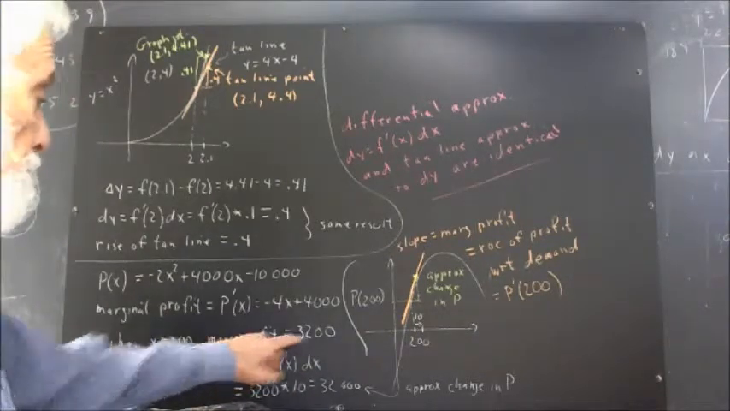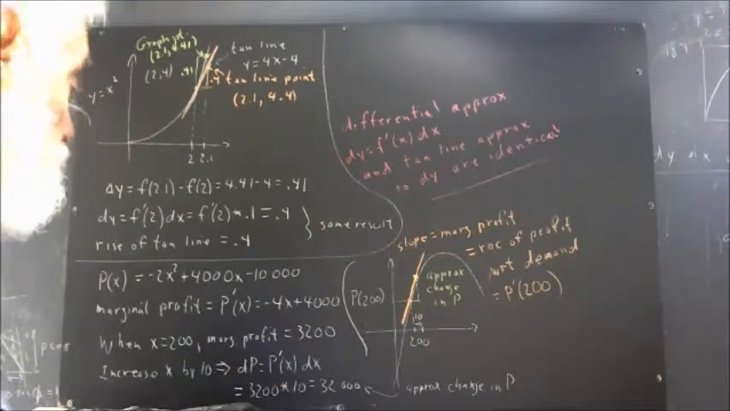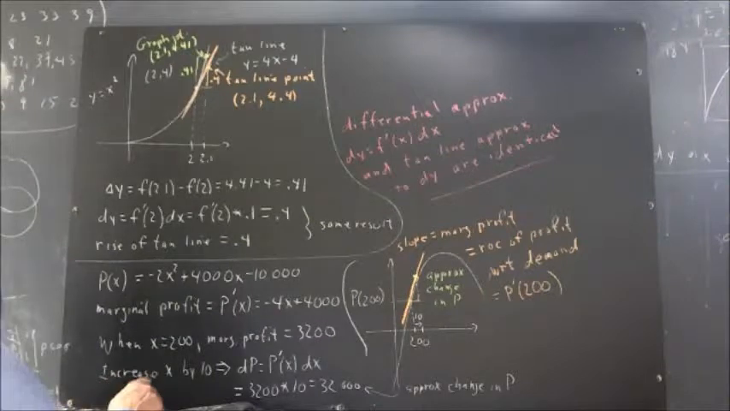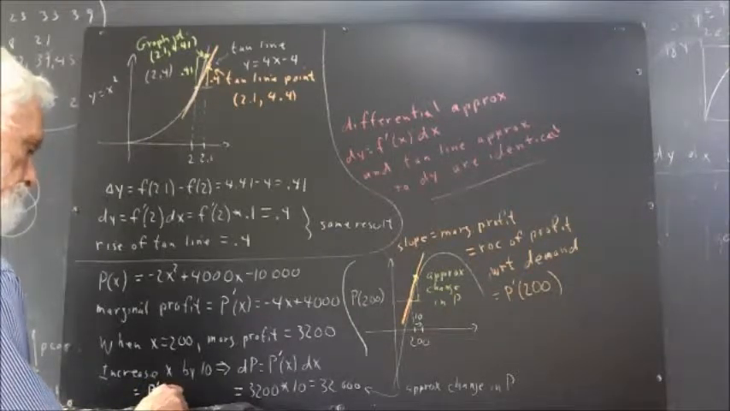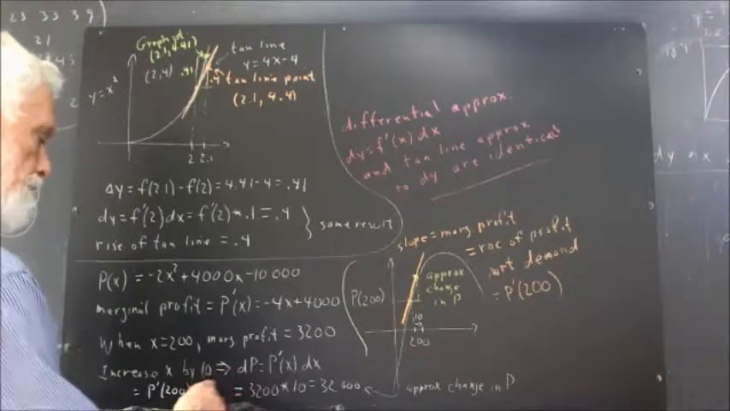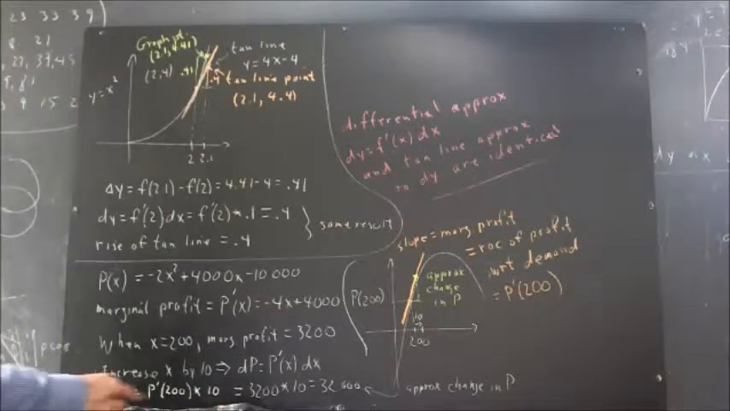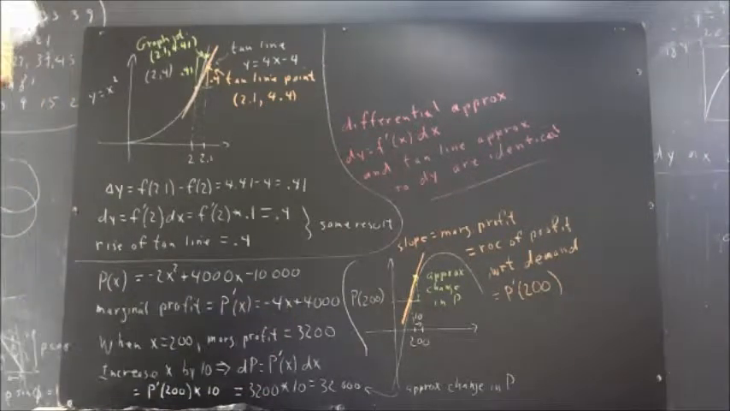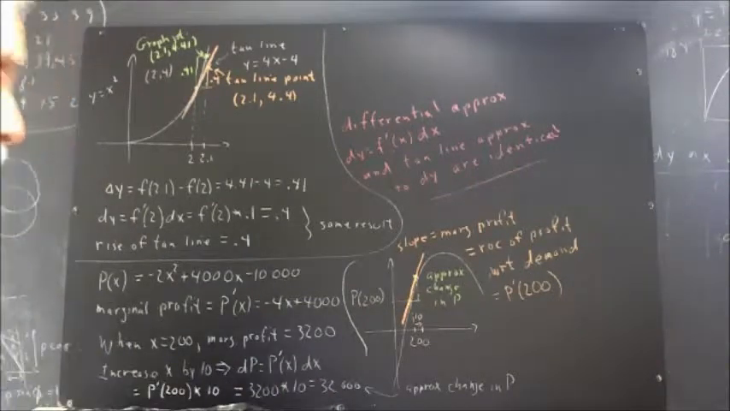Okay, so marginal profit is 3,200, P prime of 200, and in fact, it wouldn't hurt to write that calculation out. Just to be sure we understand, that's P prime of 200 times your dx, which is 10. And P prime of 200 is the 3,200 as we've just seen. Multiply that by our dx, which is 10, and we get 32,000, and that's our approximate change in the profit.